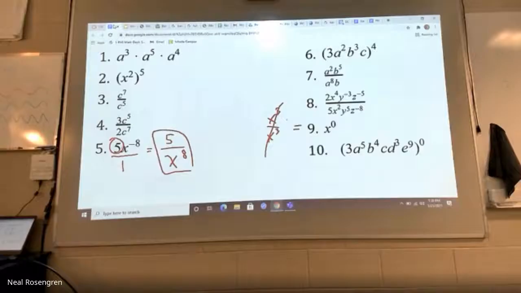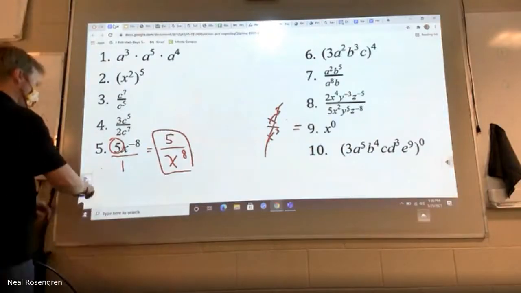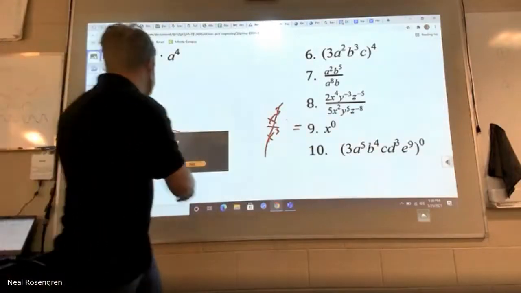Okay, then is number 10 stuck? We talked about this yesterday. Is number 10 stuck? Here's property number 5. If you're stuck on number 9 and 10, go back to property number 5. Property number 5 from 2 days ago.